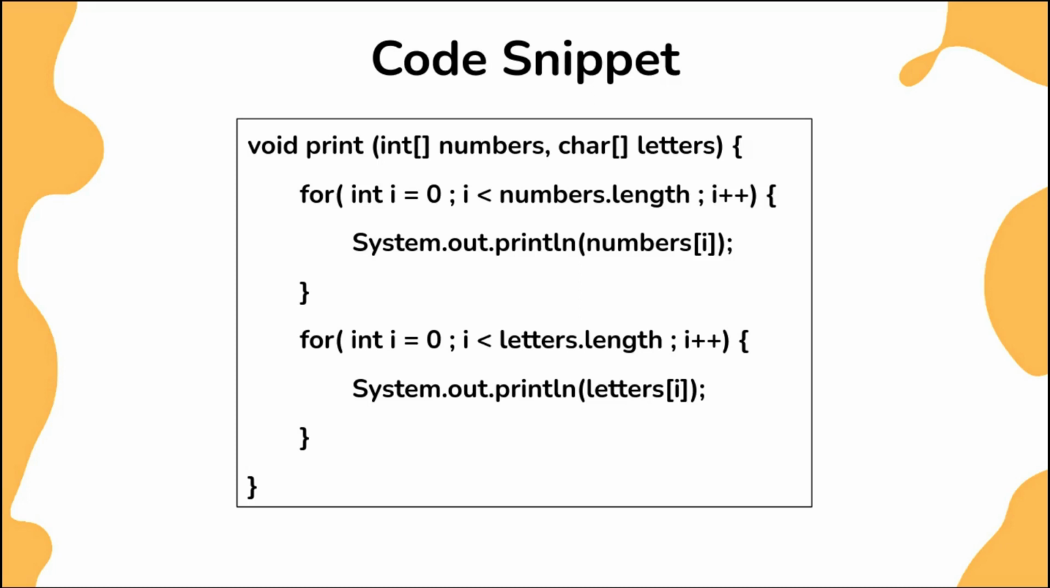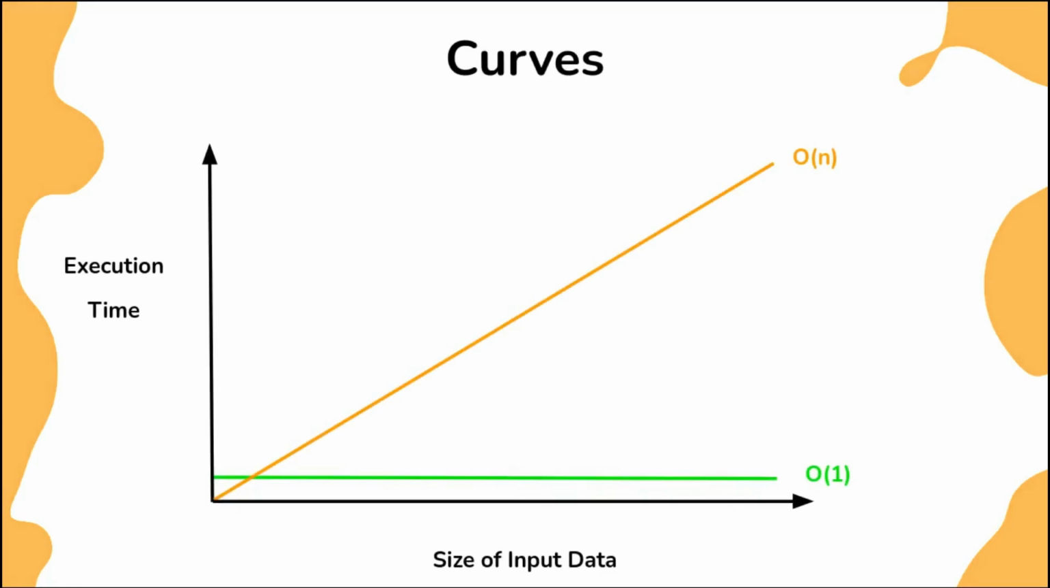So what if we distinguish between these 2 inputs? We could use n for the size of numbers and m for the size of characters. So the runtime complexity of this method is going to be O of n plus m. And also we can simplify this to O of n because the runtime of this method increases linearly. And here is the curve representing O of n.